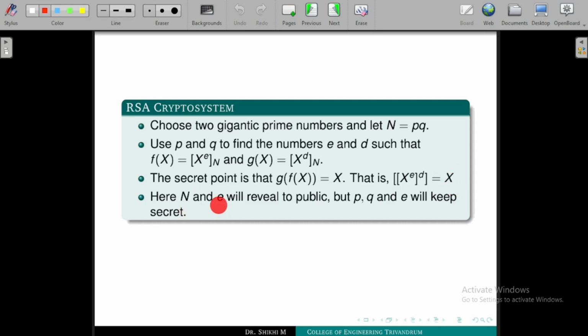Here n and e will be revealed to the public. To encode the number, the encoder must know what power e he has to use, x raised to e. So n and e will be revealed to the public, but p, q and d will be kept secret. And the security lies in the fact that it is very difficult to factorize a number into p times q. If the number is very big, it is very difficult to factorize it as a product of primes.